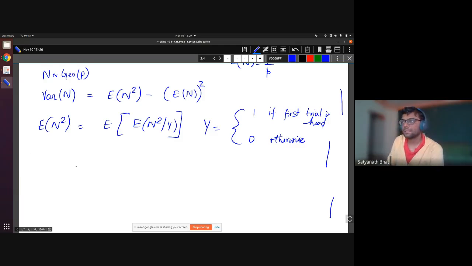So same idea, we will use the same thing. So what is expected value of N squared given Y equal to 1? This also is easy. So let me ask the class. What is this going to be?